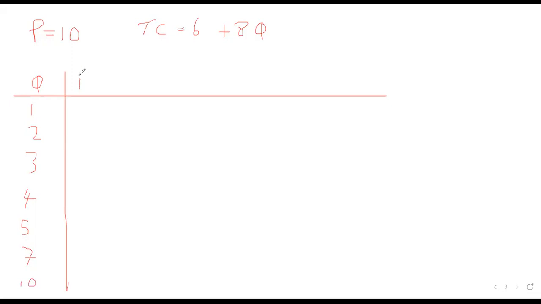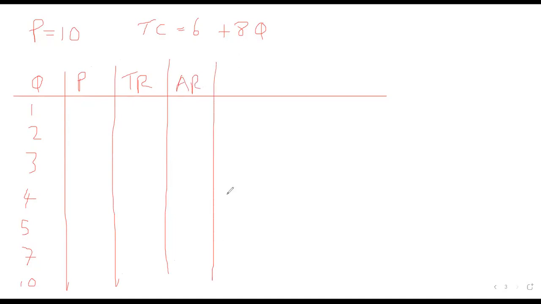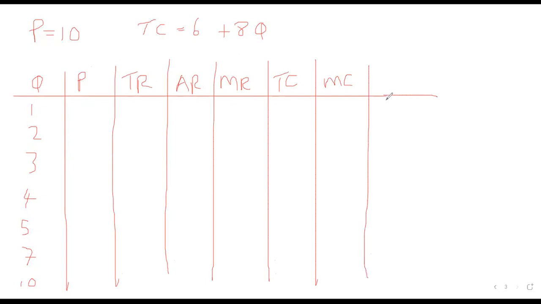Our P, our total revenue, average revenue, our marginal revenue, our total cost, our marginal cost, our profit. So we've been given our price as 10, so you can put 10, 10, 10 throughout.